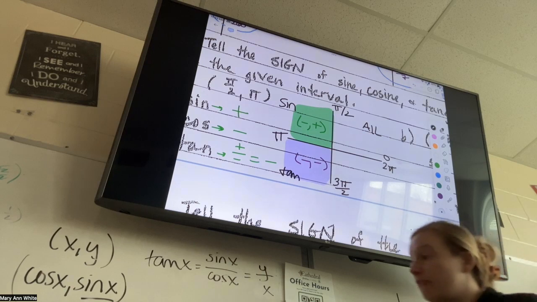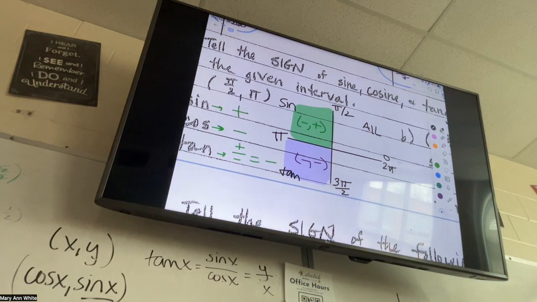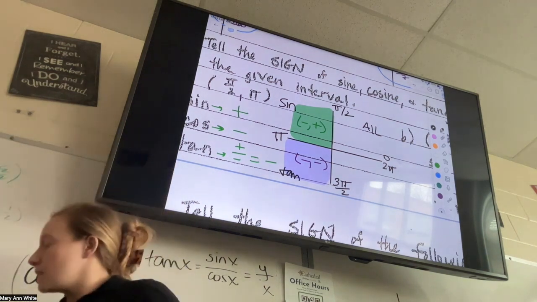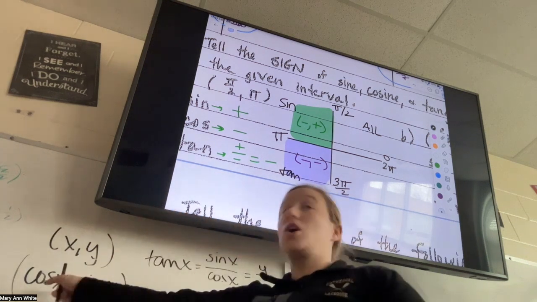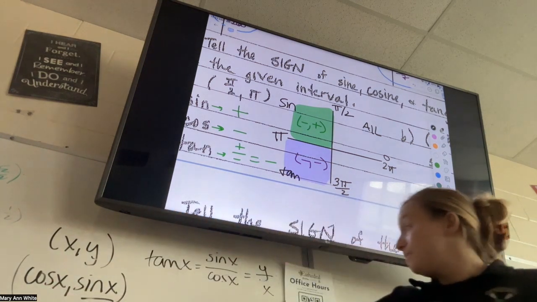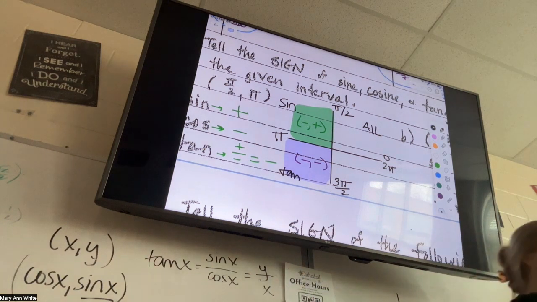And then in quadrant 4, what's positive? Which one's positive, X or Y? X, and so that means cosine's positive. If sine's negative, tangent will still be negative because a negative divided by a positive will be a negative, which means only cosine is positive in the fourth quadrant. This is a shortcut that we are going to use from now on.